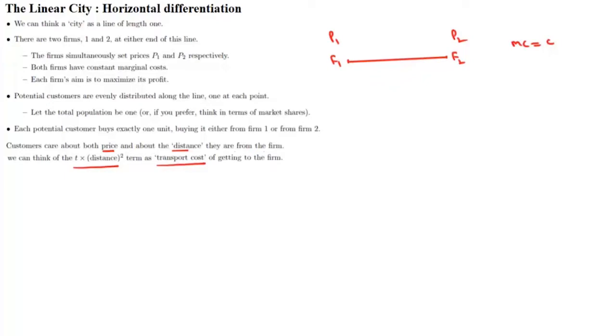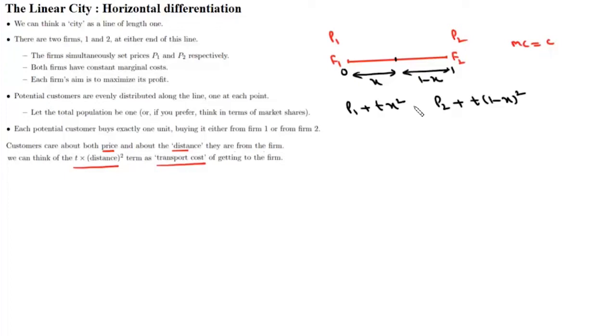For any customer situated at a distance x from the origin, suppose this is the origin and this is 1 unit, then this distance is x and this distance is 1 minus x. The cost of the product from firm 1 will be P1 plus Tx squared, and the cost of the product from firm 2 will be P2 plus T times (1 minus x) squared. Customers will always take the lowest price.